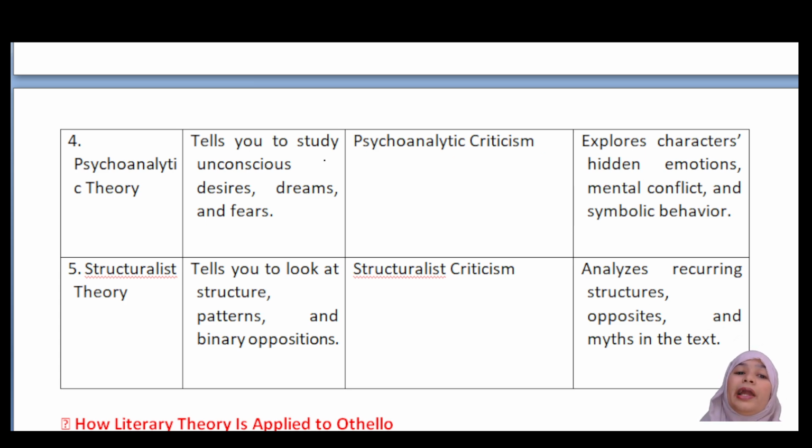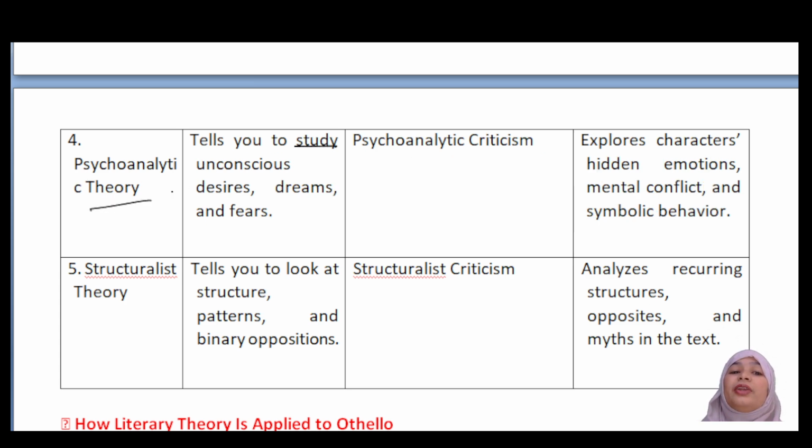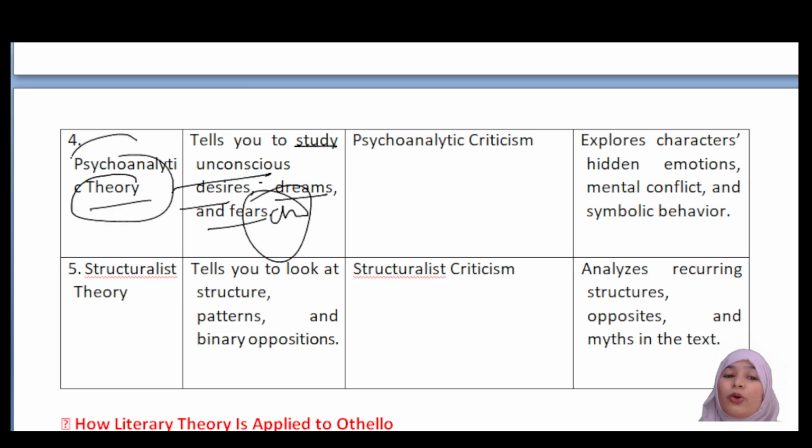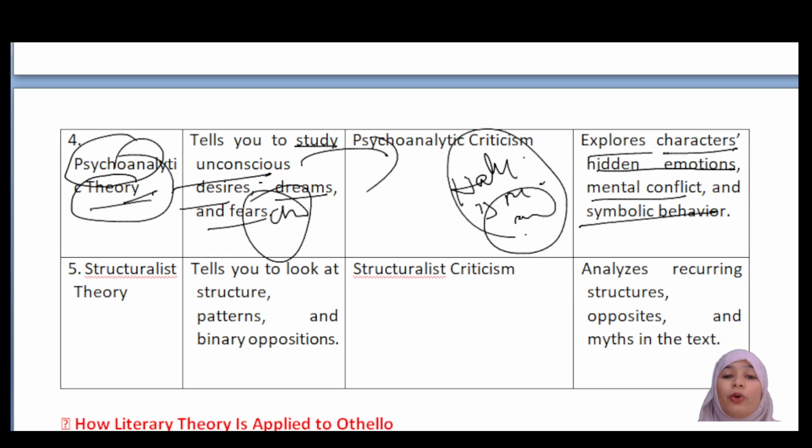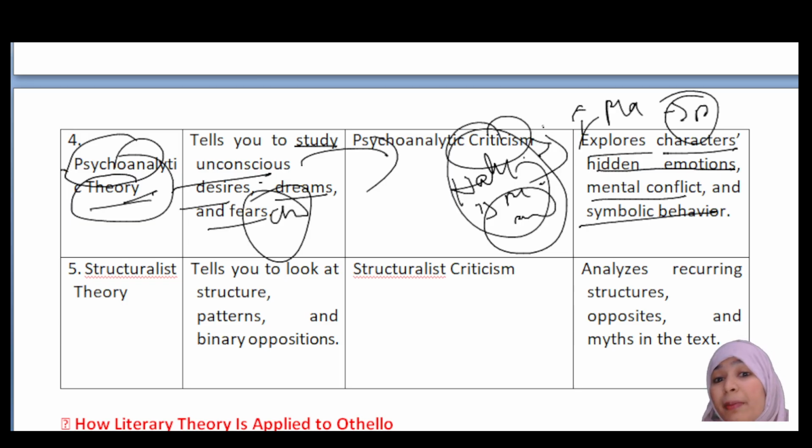Next, psychoanalytical theory. It tells you to study the unconscious desires, dreams, and fears of characters. This is the method of psychoanalytical theory. How does it apply in criticism? It explores characters' hidden emotions, mental conflict, and symbolic behavior. Hamlet, after learning that his uncle Claudius is his father's murderer, pretends to be mad. This is the study of psychoanalytical theory, and criticism is applied in that work.